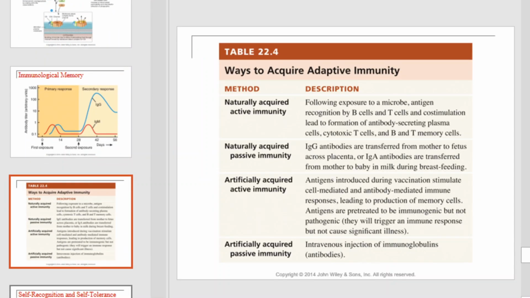Ways to acquire adaptive immunity are summarized in this table. There are 4 primary means of acquiring adaptive immunity: naturally acquired active immunity, naturally acquired passive immunity, and then artificially acquired active and artificially acquired passive immunity.